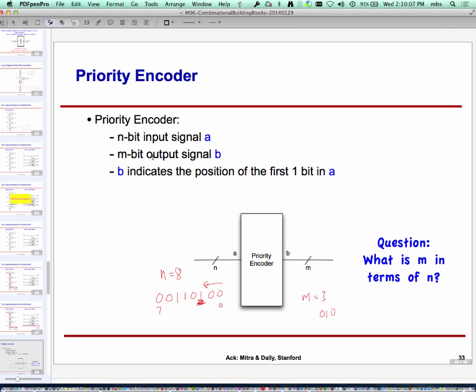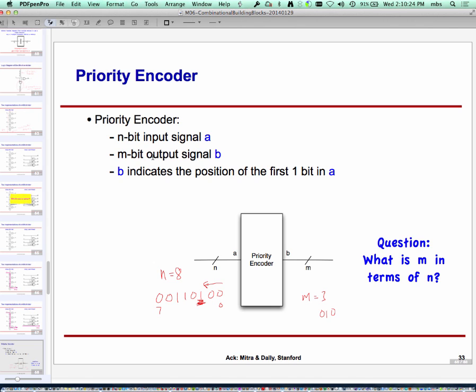The priority encoder builds upon the arbiter. What the priority encoder does is take an n-bit number, and again start from bit location 0, and ask: what is the smallest bit position where I see a 1? And I want to output that bit position.